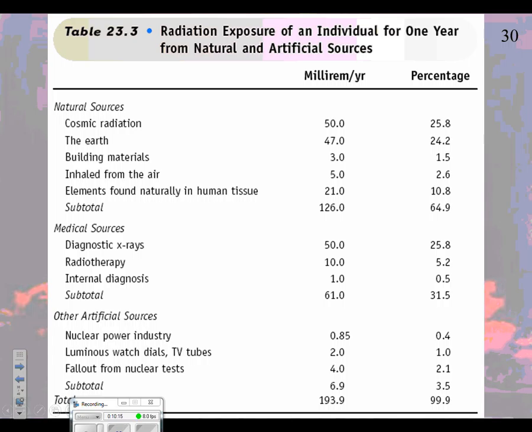0.85. Nothing on this scale right here is less than that. It's very, very small. The only problem is if there's a disaster, and that's when Chernobyl or Fukushima or Three Mile Island, which gave you a diagnostic x-ray, you get a little bit more. Luminous dials and watches, TV tubes, fallout from nuclear tests. Now that for us is really big because they did a whole bunch of testing in the West Desert, and we're still feeling the effects of that.